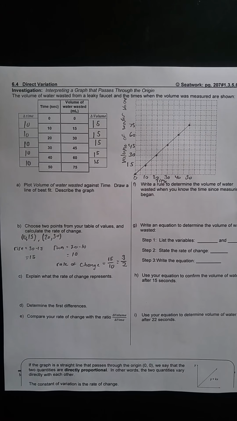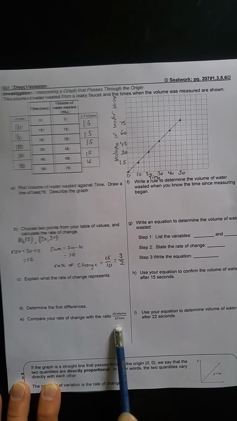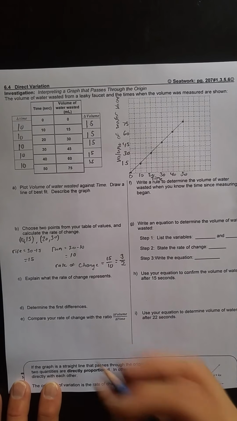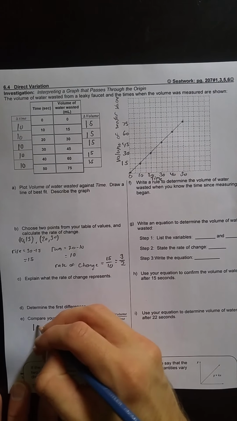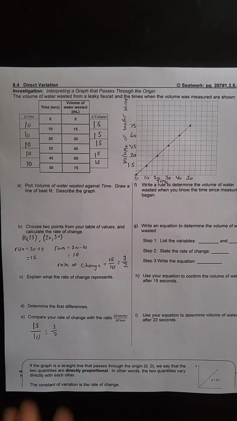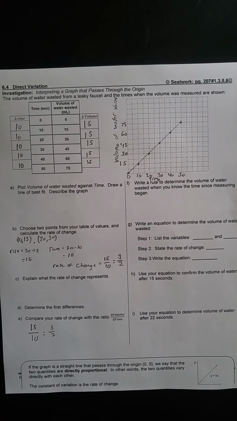Okay. So compare your rate of change with the ratio of the change in volume and the change in time. So our change of volume is 15, our change of time is 10. So same thing, it's the same. Okay, so if we just find the rate of change this way, we don't really have to go through this whole process of rise versus run. You don't have to pick 2 points and then do the math. It's easier if we just do this step, right? The change of volume divided by the change of time.